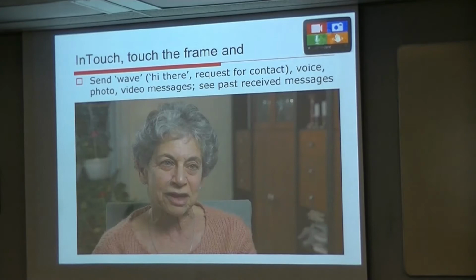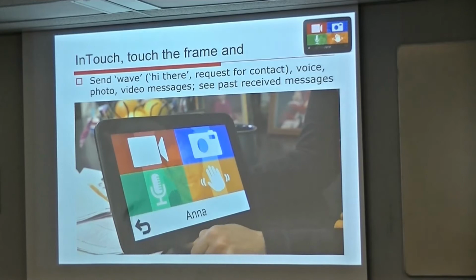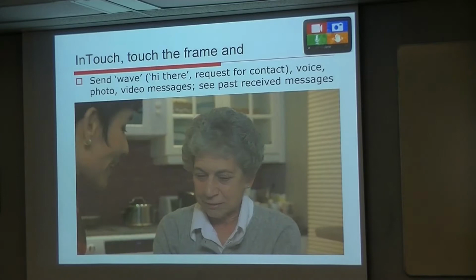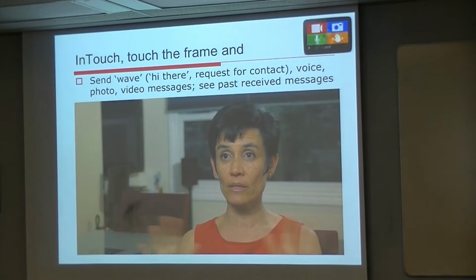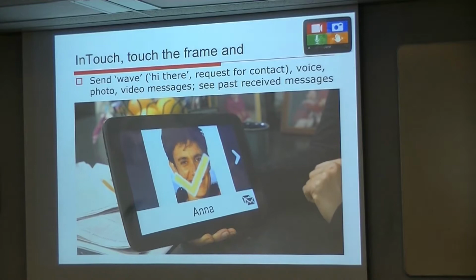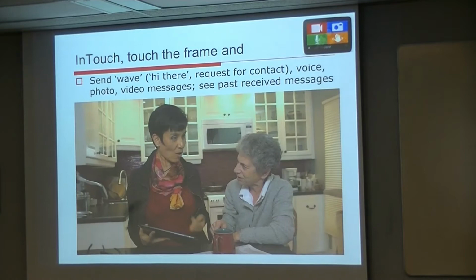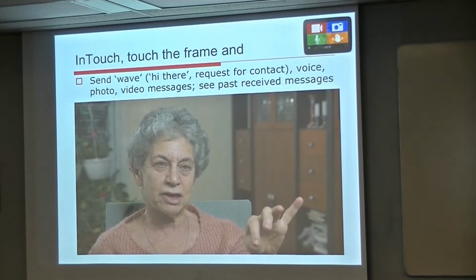It is really simple. It's one screen with four big buttons. You can wave and say hello. You can send a picture, a voicemail, or a video, and all she has to do is hit one button, and done. If you want to just say hello, just push this. Done. What does that do? It says hello. It says hello to you? Yeah. Somewhere else? Yes. On my phone. That's it. One of the things, you just wave. You can push a button and wave at somebody.